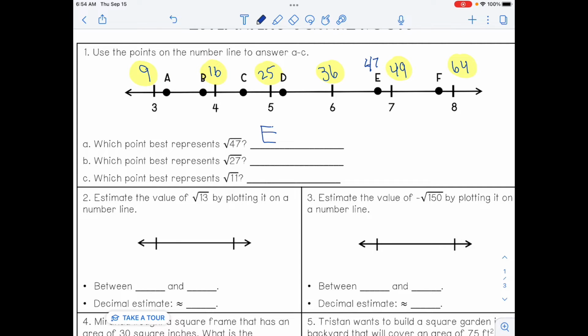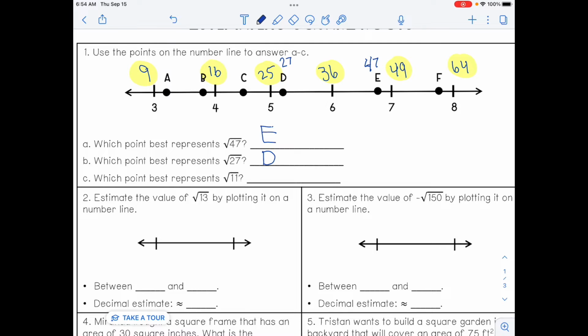For letter B, which point best represents the square root of 27? And I look at the highlighted numbers. I find that 25 and 36 is where it would be in between. So I will label it in between. And I notice that D is the closest letter.